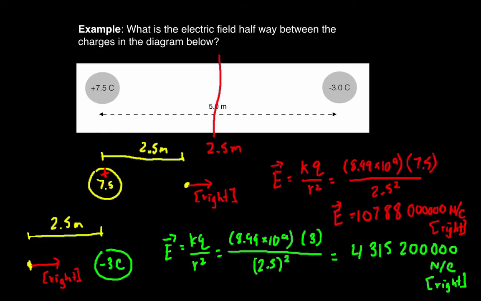Now we have two vectors, both pointing to the right, so to get the total magnitude, we would add these two vectors together. So the electric field total would be equal to the electric field of the 7.5 combined with the electric field due to the negative 3. This means we add our two electric fields together because they're both going to the right, and this gives us 1.5 times 10 to the 9 newtons per coulomb to the right.